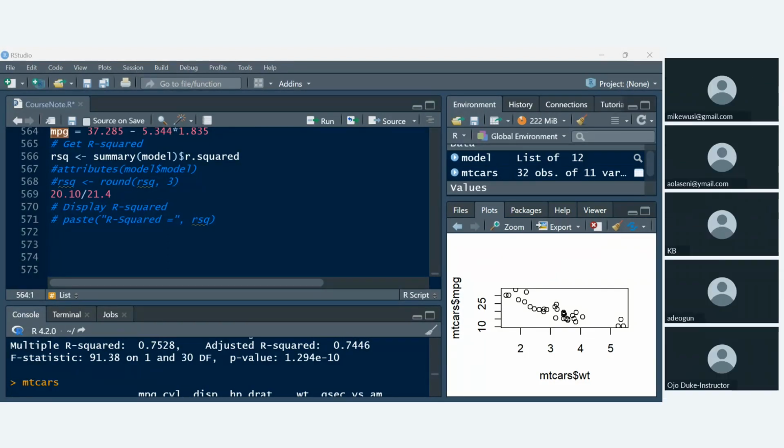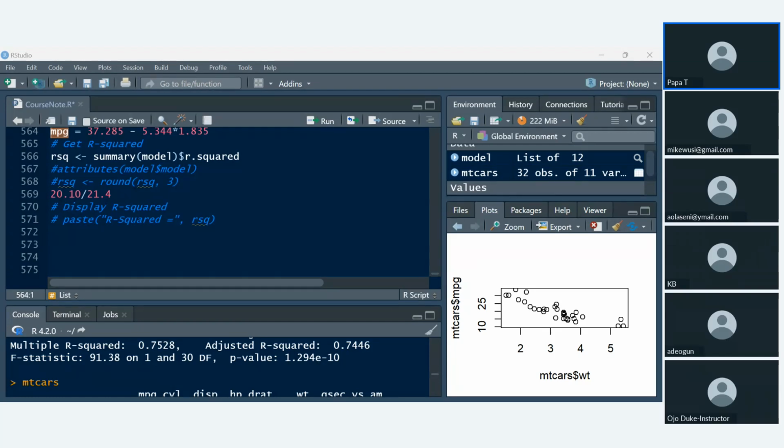Yes, sir. When you were doing the value of the MPG, the one we said 21.4, I didn't see how we got the 20.1 that was close to the 21.4 that we had. I didn't see that place.